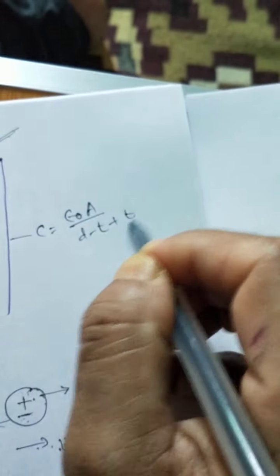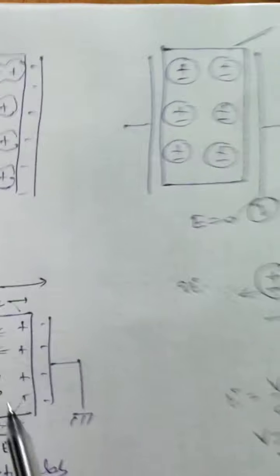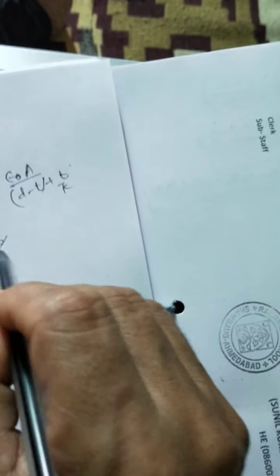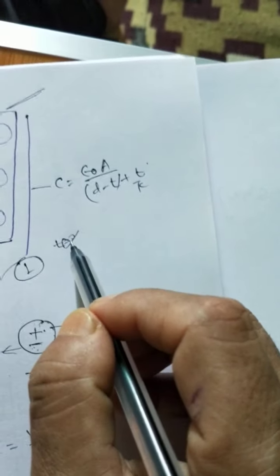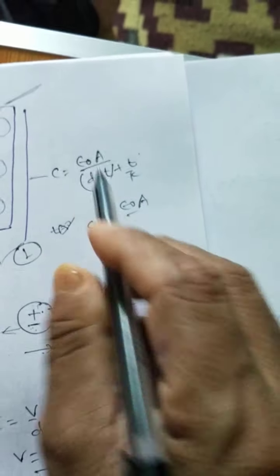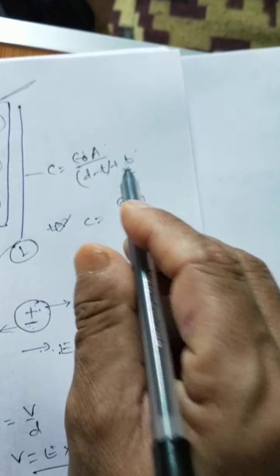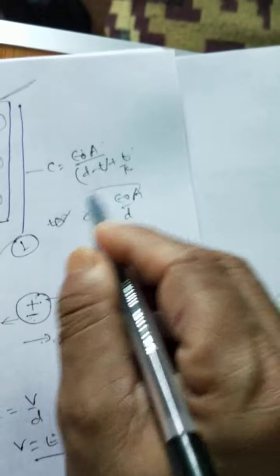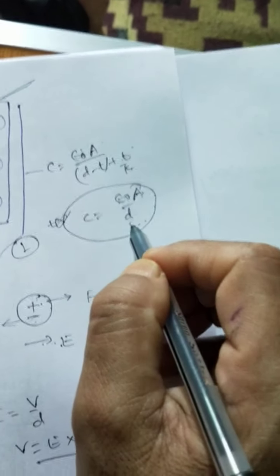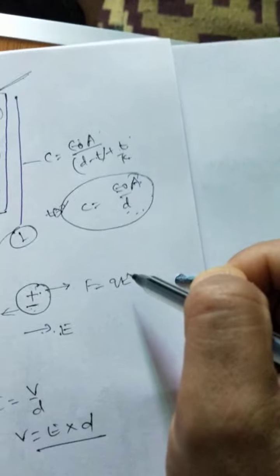Now here one thing, our formula is C is equal to epsilon 0 A by D minus T plus T by K. Right? Now case first. Suppose it is totally air, meaning no dielectric slab, so T is equal to 0. Then D minus 0 plus 0 by K is 0, so C is equal to epsilon 0 A by D. This is the capacitance in air.